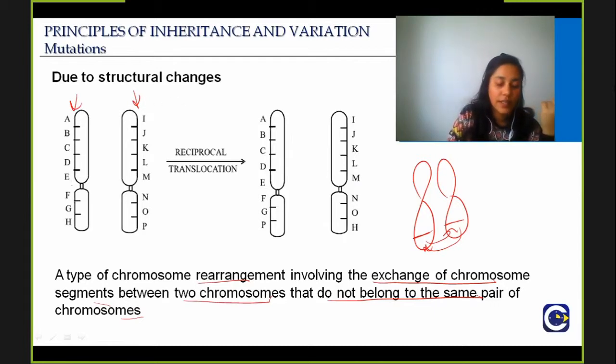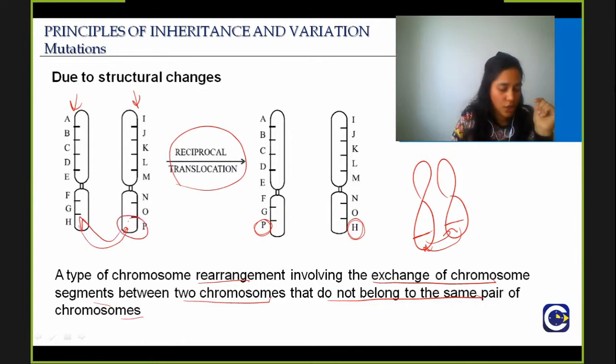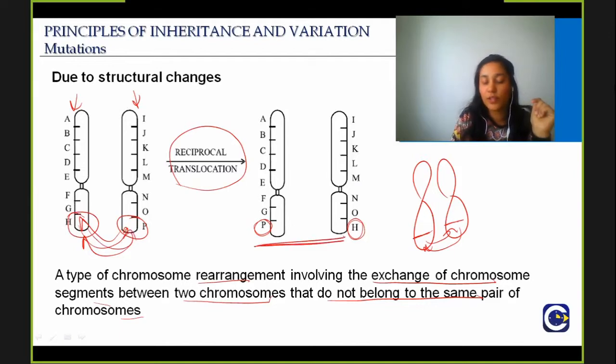A, B, C, D, E, F, G, H, I, J, K, L, M, N, O, P. You see how the sequence is. This is the sequence of one, this is the sequence of the other. Now what is reciprocal translocation? A, B, C, D, E, F, G, P. We did not learn this, right? A, B, C, D, E, F, G, H. And here I, J, K, L, M, N, O, H, not P. What happened? There was translocation here. This piece got cut, came here. This piece got cut, came here. And this is now the new product.